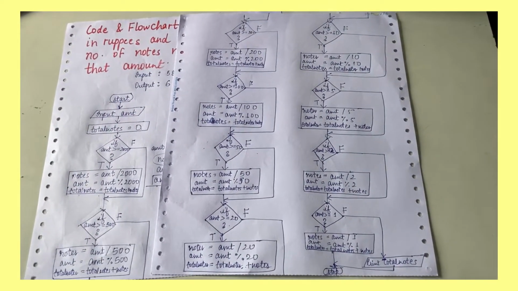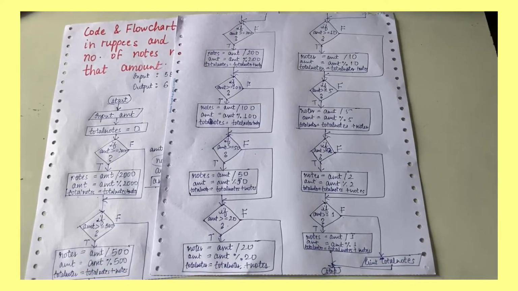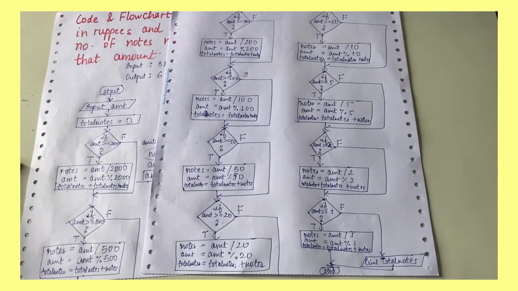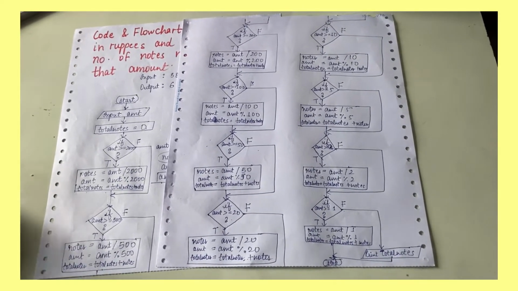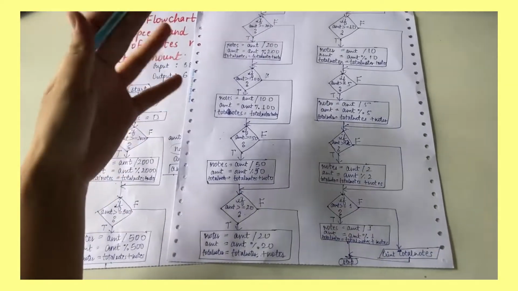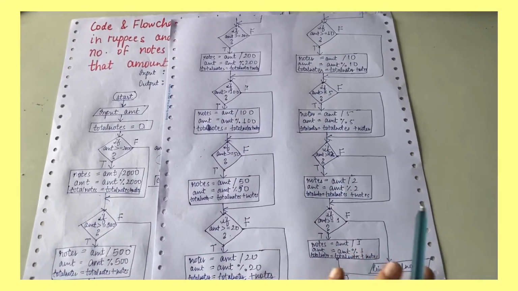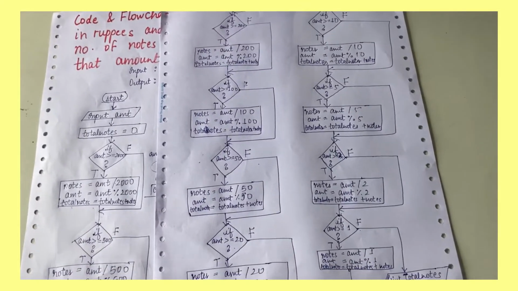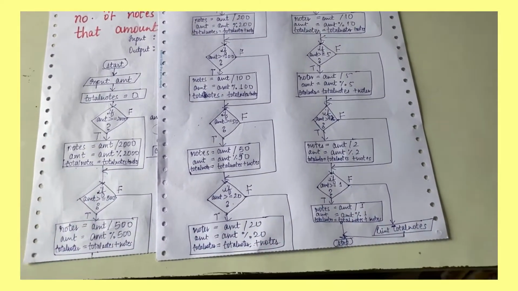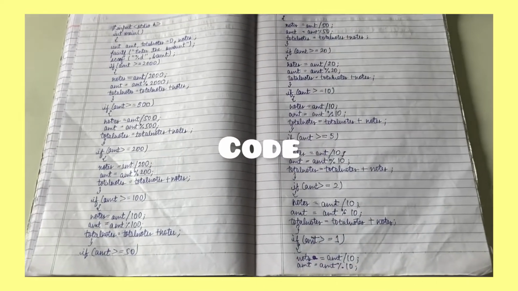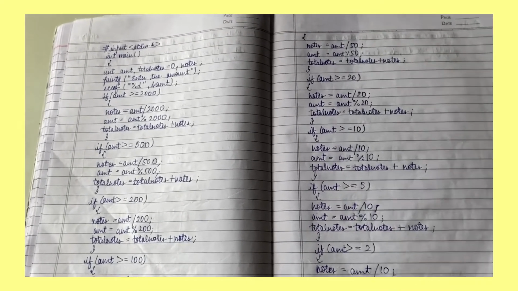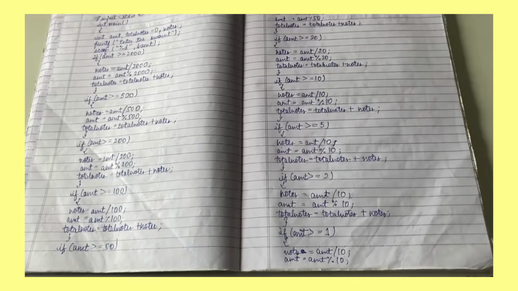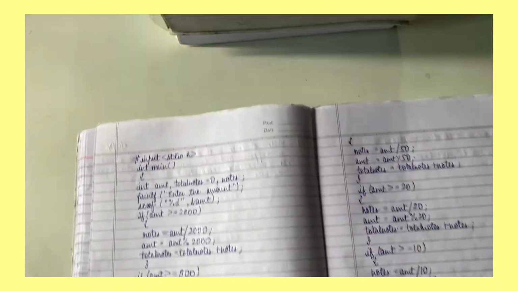For the dry run, I've already written the code, and I'll discuss the dry run there, because in a flowchart it will be quite difficult to discuss the dry run, since it is in different portions. So we'll discuss the code for the dry run. So this is the code for the same. Let us take our example and discuss the dry run.